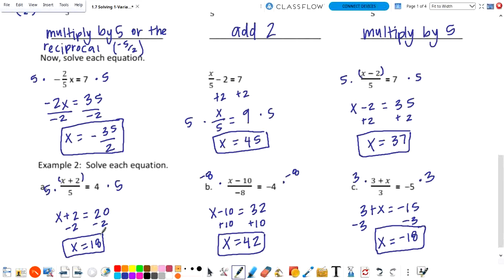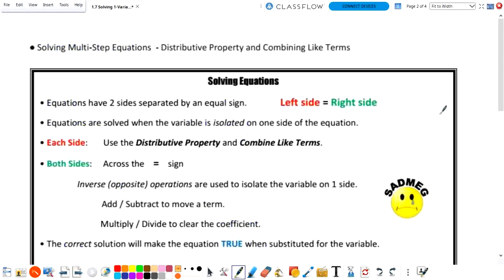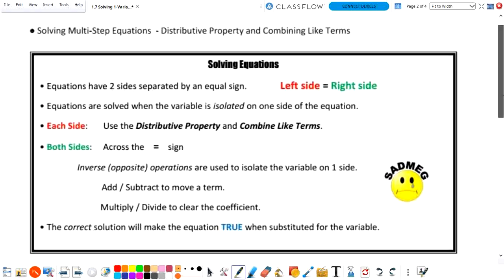All right, moving on to our next page. So we've got solving multi-step equations using the distributive property and combining like terms.